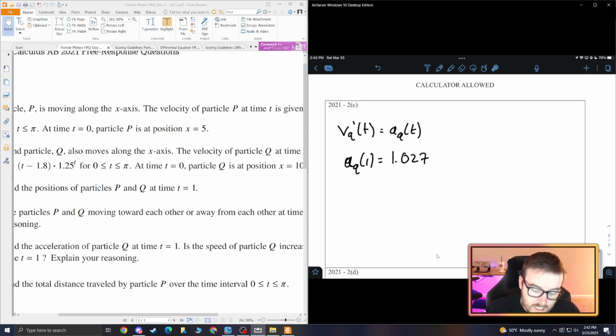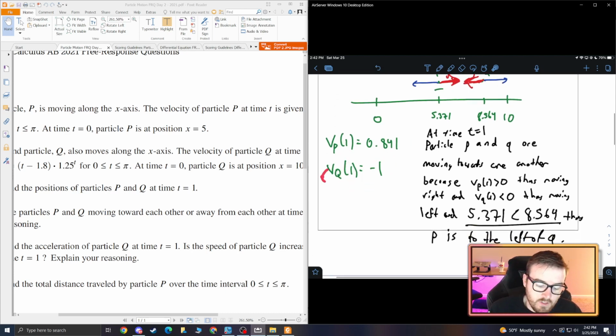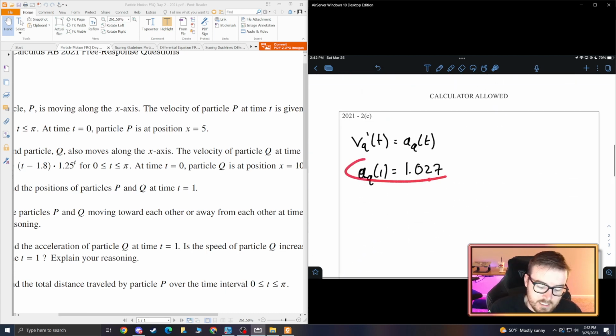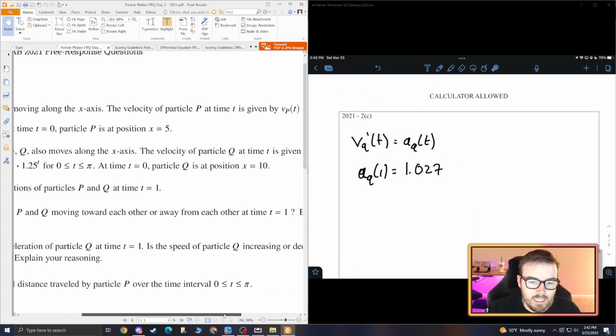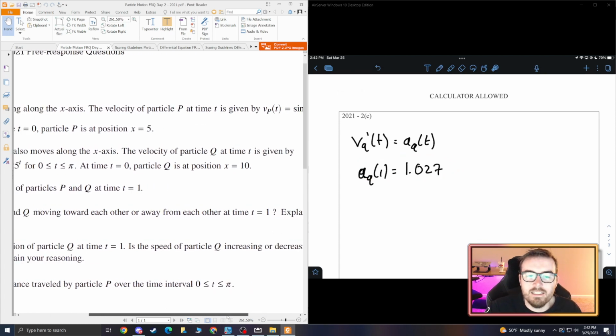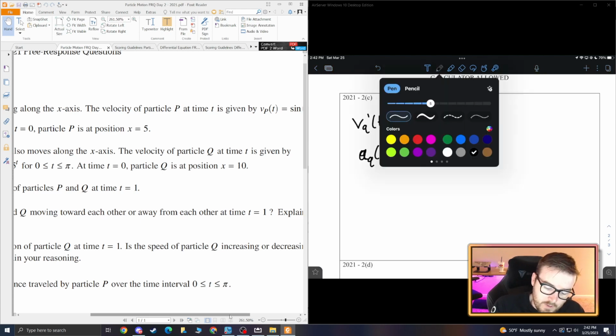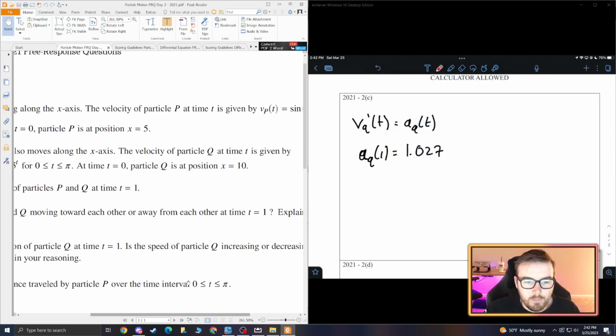So we already calculated the velocity of Q. It was -1 at t equals 1. So if the velocity is negative, but the acceleration is positive, we are slowing down. Is the speed of particle Q increasing or decreasing? It is decreasing. So here, let me be precise with my words and give you a really good example here.